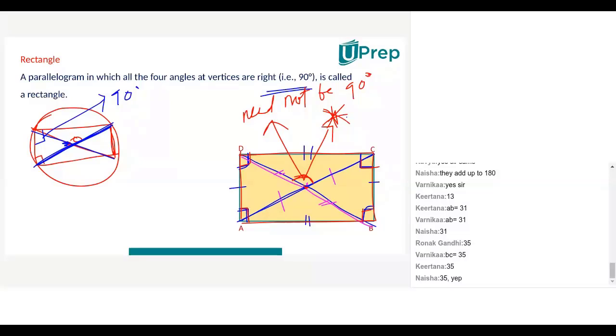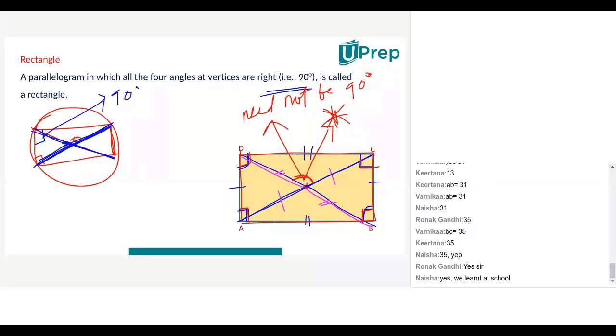And see, in a rectangle, the intersection of all angle bisectors. You know angle bisectors? This is one angle bisector and this is another angle bisector. Fine. Now, the quadrilateral formed by joining the midpoints of the intersection of angular bisectors of a parallelogram is a rectangle.